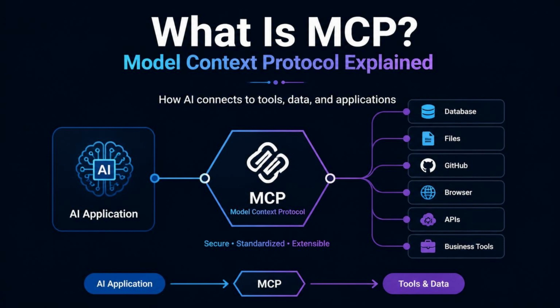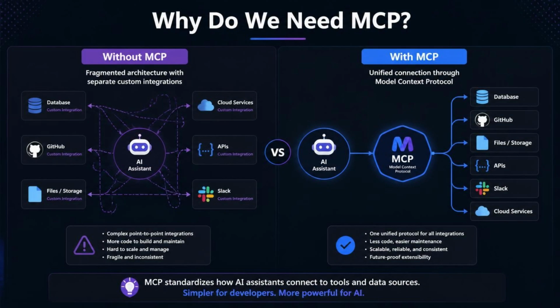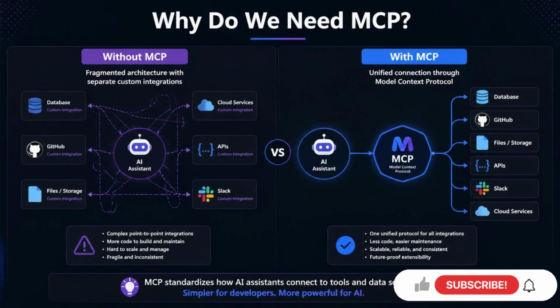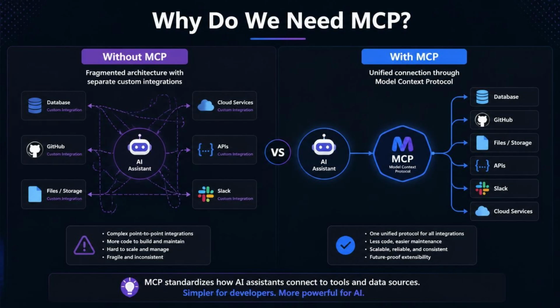So, let's get started. Imagine you build an AI assistant. Now you want that assistant to access a database. Then you want it to read files. Then GitHub. Then an API. Then maybe a business application. Without a common standard, each connection can require different integration logic. Your AI application ends up having many different connections to many different systems. This can become complicated very quickly.